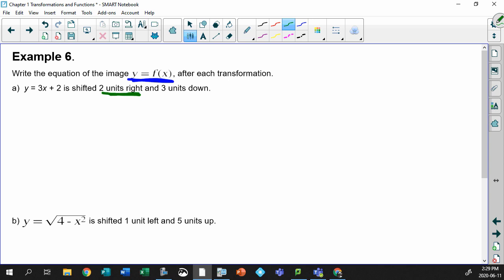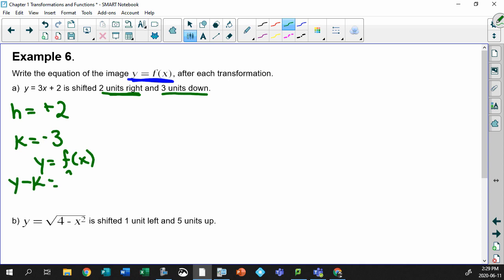Okay, so going to the right and left, that's the H value. Going to the right is a positive 2. 3 units down, that's the K value. Going down, -3. So if you look at this original equation, y equals f of x, I know this has to change because this is y minus k equals f of x minus h. And let's just put the values in there right now and see what happens. So there's the k value, there's the h value. Chuck them in. Y minus, substitute the -3, f of x, substitute the +2, clean it up.